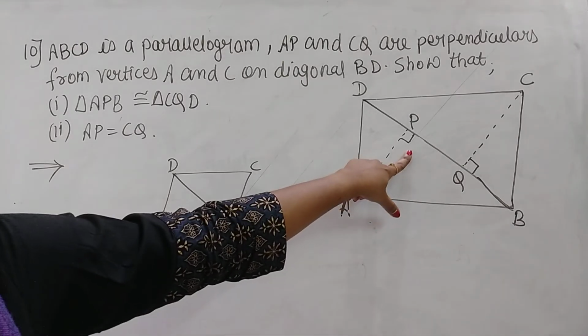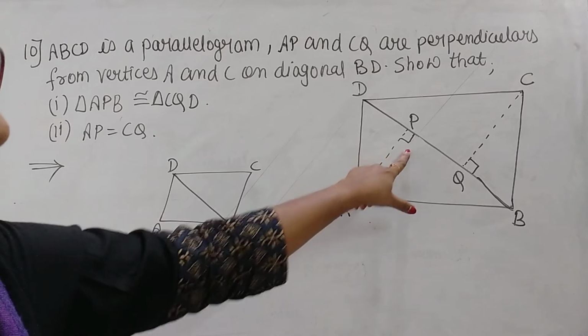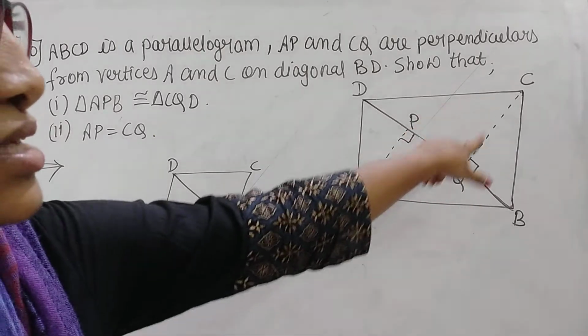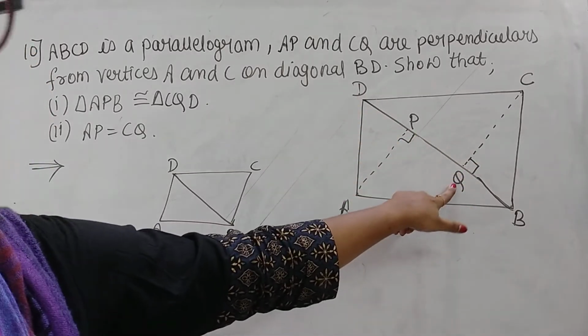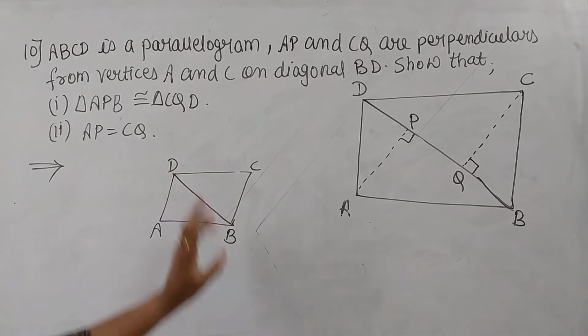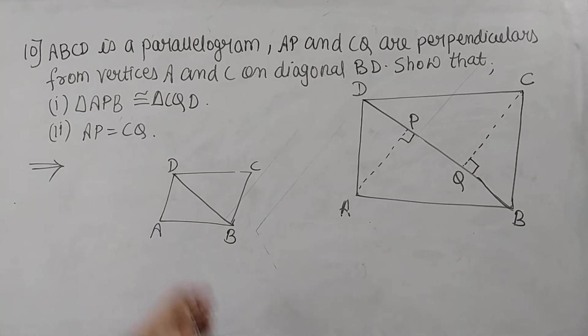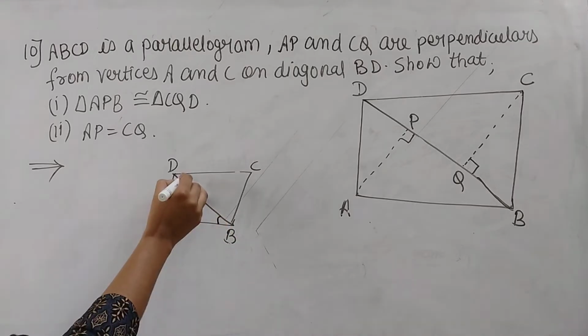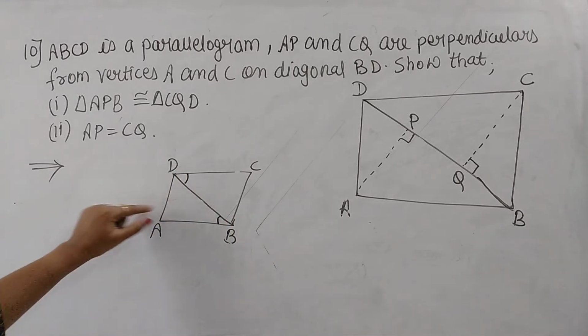Obviously, another thing that we can get is your 90-degree angle. In triangle APB, angle P is 90. In CQD, angle Q is 90. Now remaining only one part. So for that, let's talk about ABCD being a parallelogram. And in a parallelogram, your opposite angles, your alternate angles are equal.